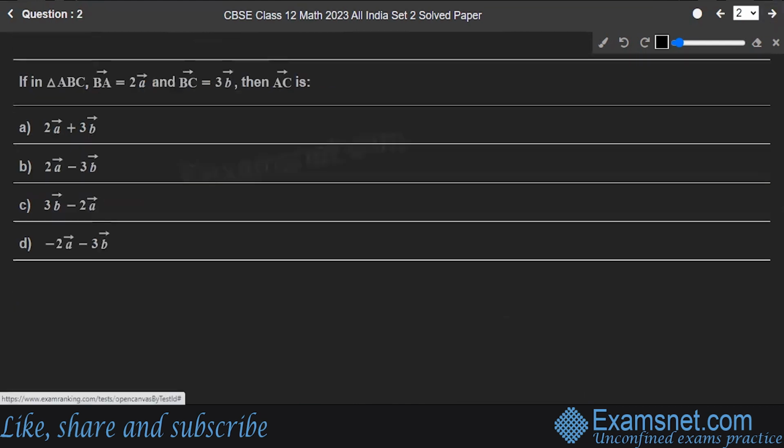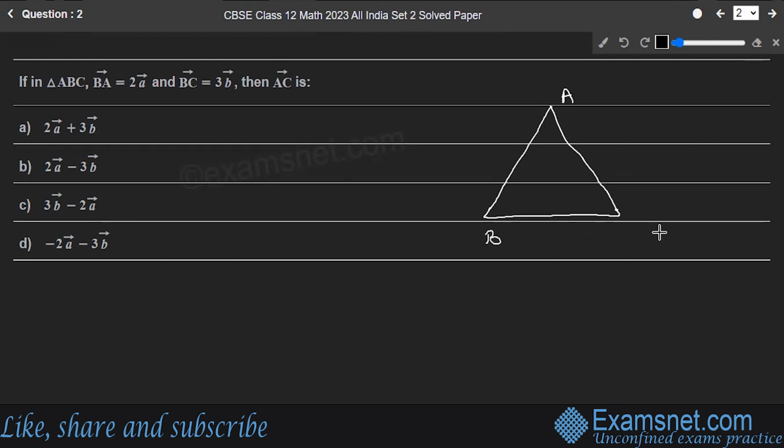Hope you got that. Next is question number 2. In a triangle ABC, BA vector is equal to 2a vector, BC vector is equal to 3b vector. Then what is AC equal to? Okay, we'll solve this. See, you are given the triangle. Let's make the triangle first. So here is the triangle A, B, C. You are given that the BA vector is 2a, so this is 2a vector, and BC is 3b vector.